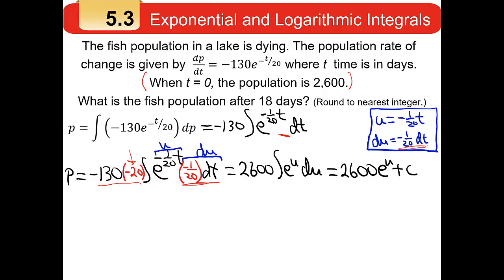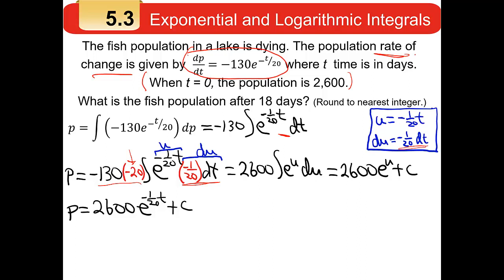Finally, I want to get rid of the u and put the t's back in. Well, I know that u is equal to negative 1/20th t, so there's my equation telling me about the population. So I went from the rate of change in population, given by this differential equation, to the actual population function.